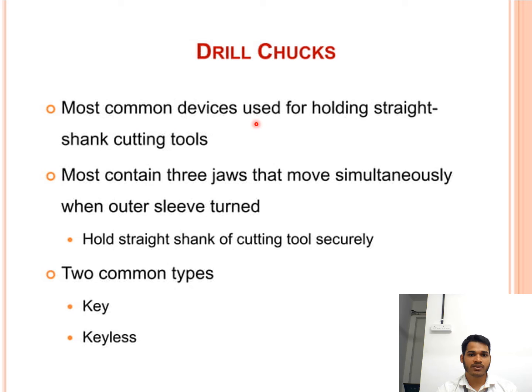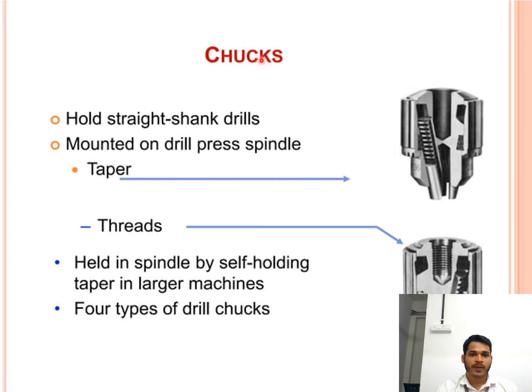The drill chuck is the most common device used for holding straight shank cutting tools, and its most common feature is that the jaws move simultaneously, gripping and holding the straight shank of the cutting tool securely. There are two common types, one is key and another is keyless. We generally use the key type drill chuck. Chucks hold straight shank drills and are mounted on the drill press spindle, tapered or threaded, and held in the spindle by a self-holding taper in large machines.